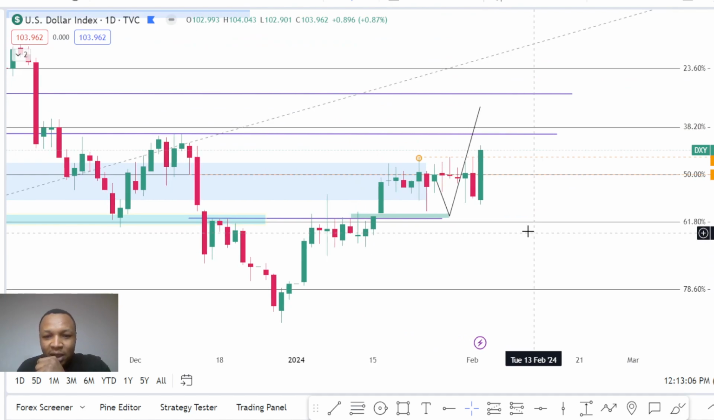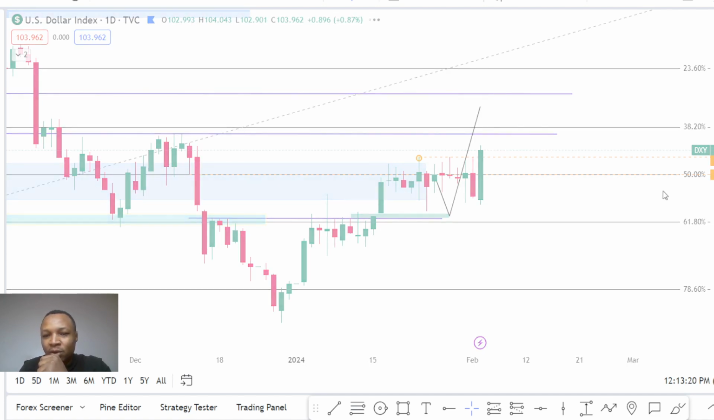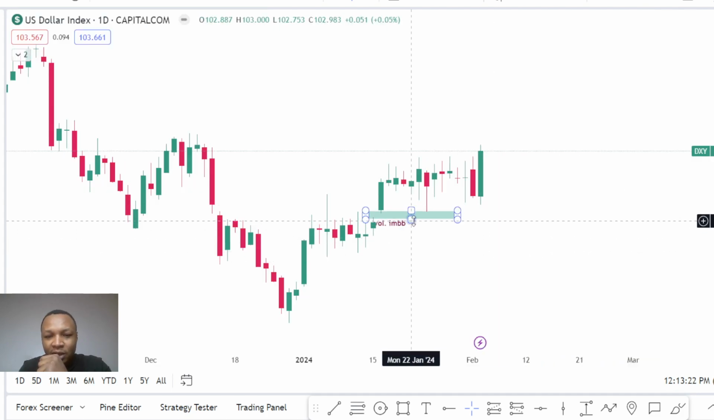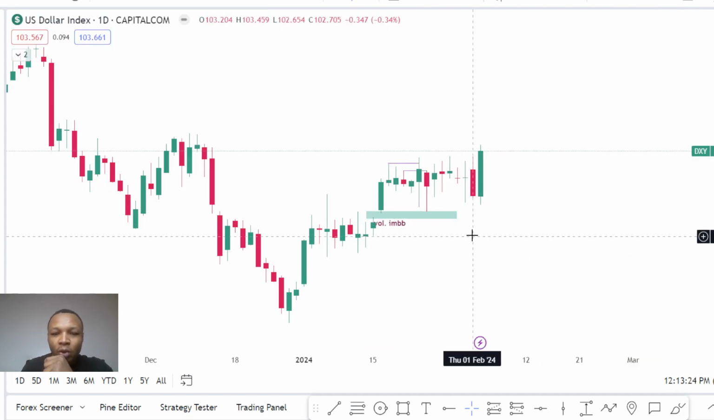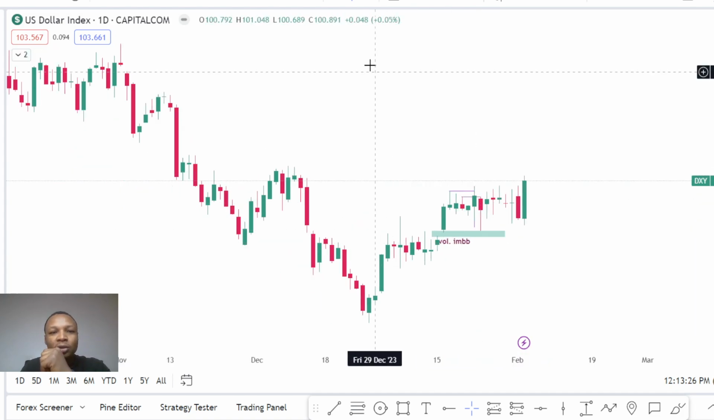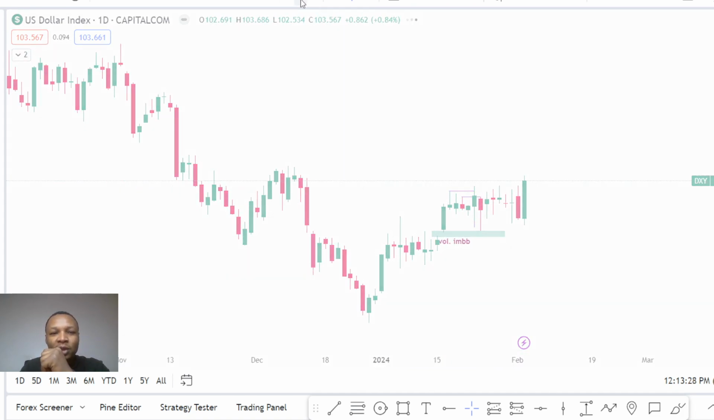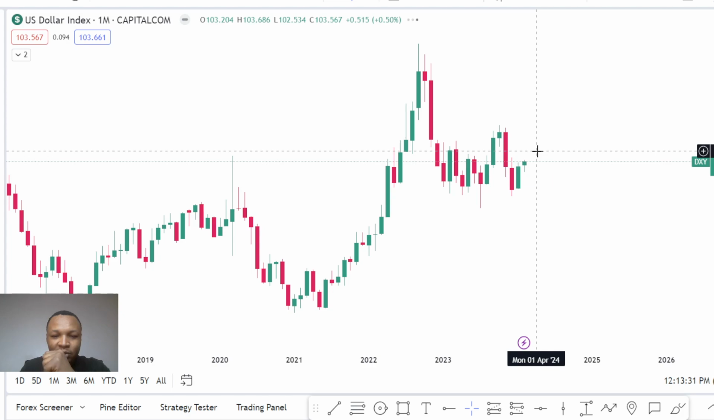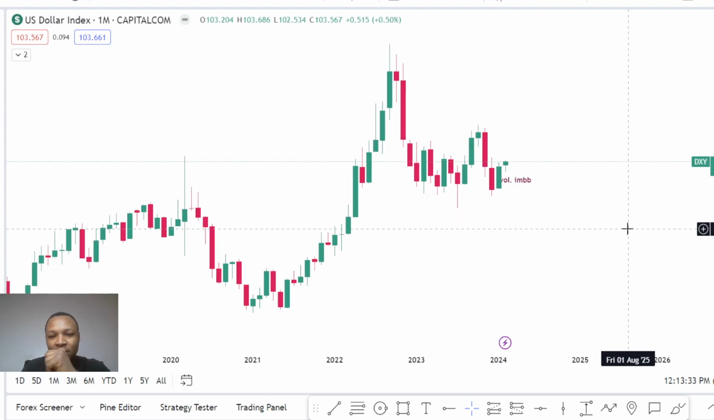Starting with the Dixie, we usually start with the Dixie so that we have a clear outlook on what to expect from the dollar index. For the sake of clarity, I'm going to get rid of so many things on this chart so that we can have a very clear chart. Looking at the Dixie, we would like to start with the weekly and the monthly time frame since this is our very first analysis for the year.